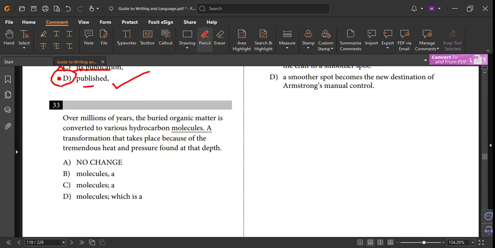Number 33. It's B. 33, it's B, correct. 34 is D.